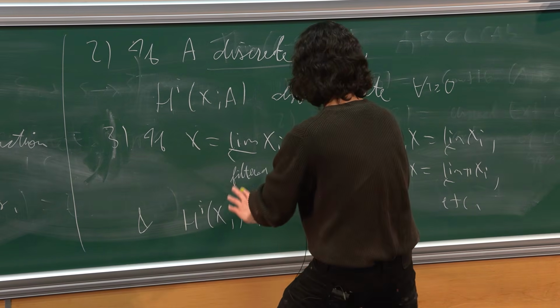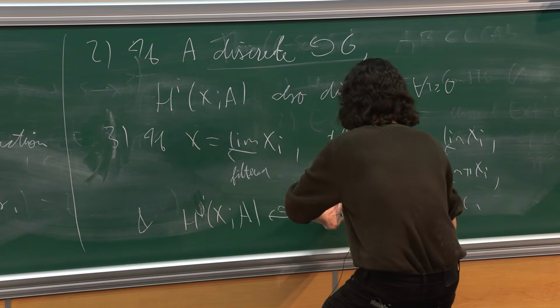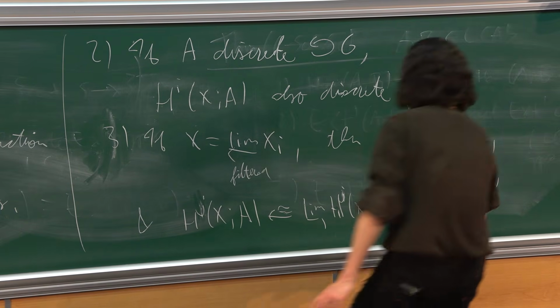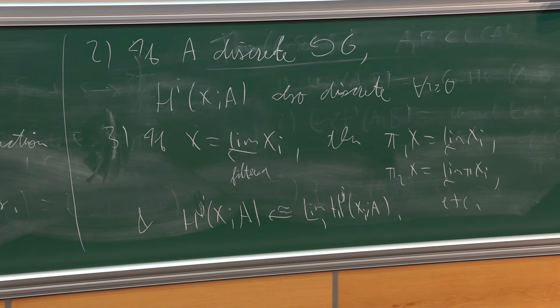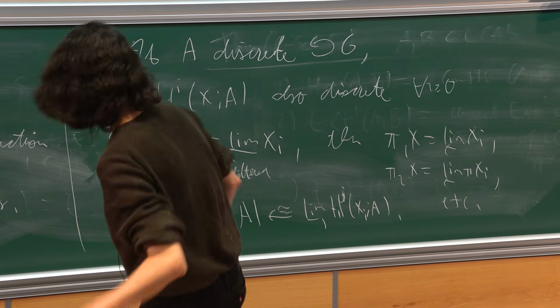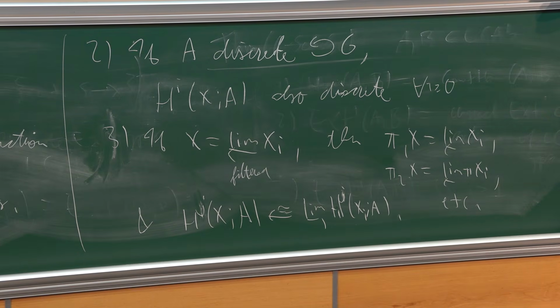Let's switch to J. So on the level of cohomology, you get a filtered colimit. These claims stay true if G is almost compact? So far, yes.